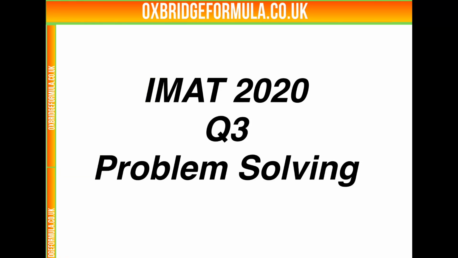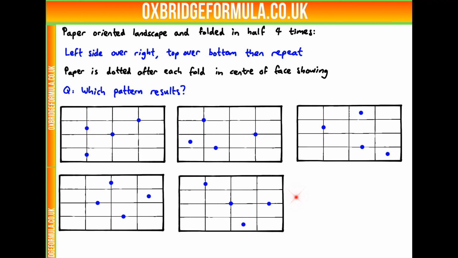This is question 3 on problem solving from the 2020 IMAT. So we're told that a piece of paper is placed in a landscape orientation and folded in half 4 times, like such. The left side is first folded over the right side, and then the top is folded over the bottom. Then both of these are repeated in the same order once.